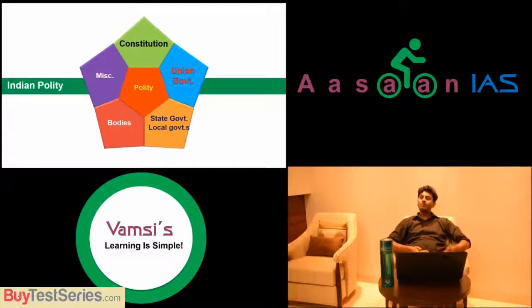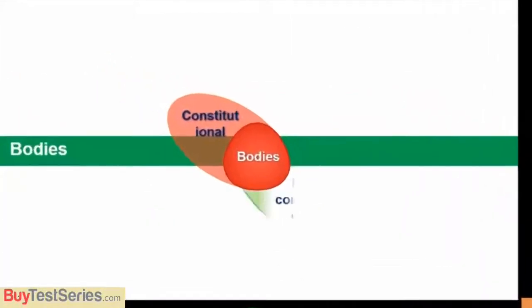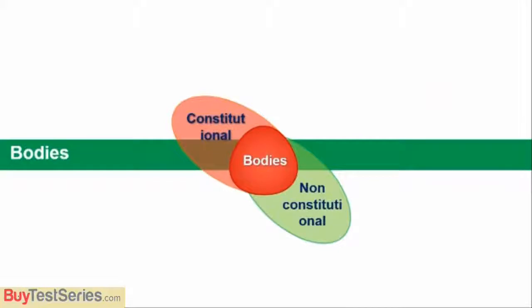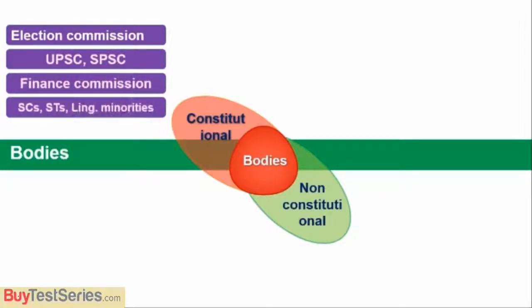Now we will see bodies. Here we understand the constitutional bodies. Constitutional bodies means those which are mentioned in the constitution. Similarly, non-constitutional bodies are not mentioned in the constitution. Among constitutional bodies, we have the Election Commission, UPSC, state public service commissions, Finance Commission. We even have the National Commission for SCs, National Commission for STs, and the Special Officer for Linguistic Minorities. We even have the Attorney General, and the Advocate General for states. All the things we'll discuss here.